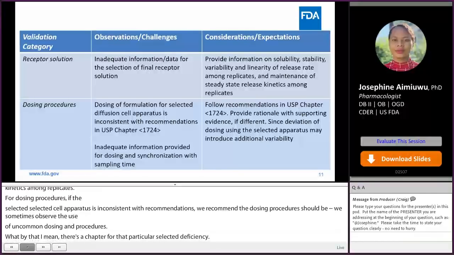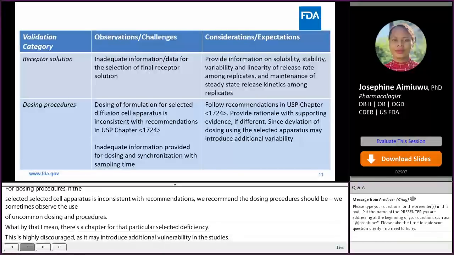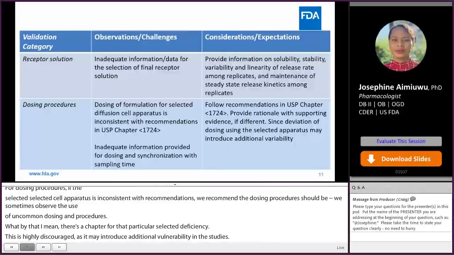Also, we encourage applicants to provide details on how dosing was done and synchronized with sampling time for each successive diffusion cell. This will ensure that the precision of the sampling intervals are accurate.